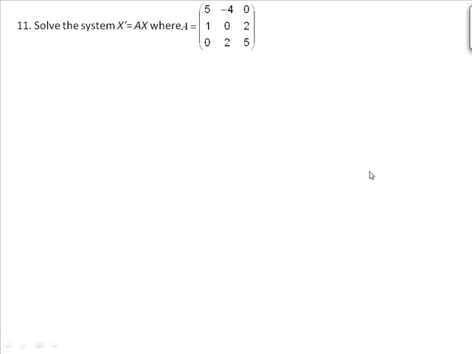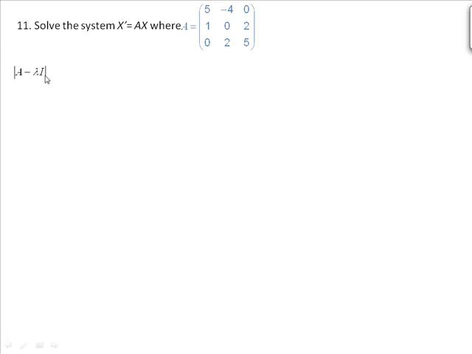Solve the system x prime equals A times x, where A is equal to this 3 by 3 matrix, where the first row is 5, negative 4, 0. The second row is 1, 0, 2, and the third row is 0, 2, 5. So here we're going to find the eigenvalues by solving the determinant equation.